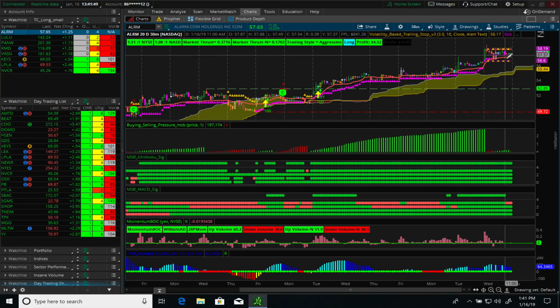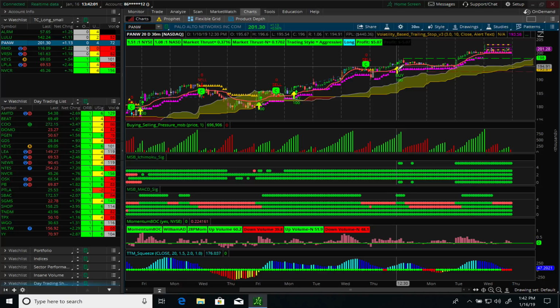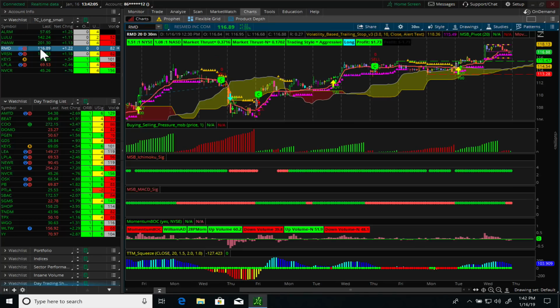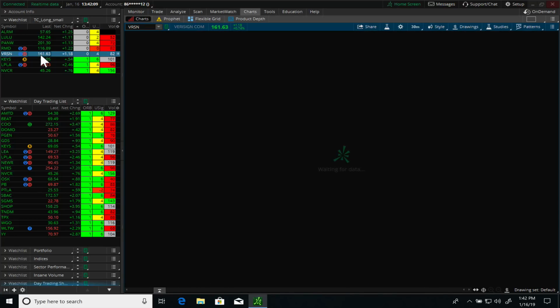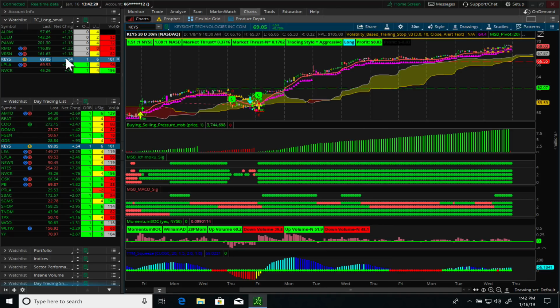If I'm not in this trade, but I'm just citing an example, you would take this trade off or raise your stop loss on this trade. It's up $4.52. Look at PANW. The trade was initiated like 1, 2, 3, 4 days ago. $5 in profit. Let's look at RMD. It's got $1.73 in profit. Let's look at VeriSign. And this is exactly the same list that all of you have, right? So it's up $4.53. Let's look at Keys. It's profitable by $8, right?